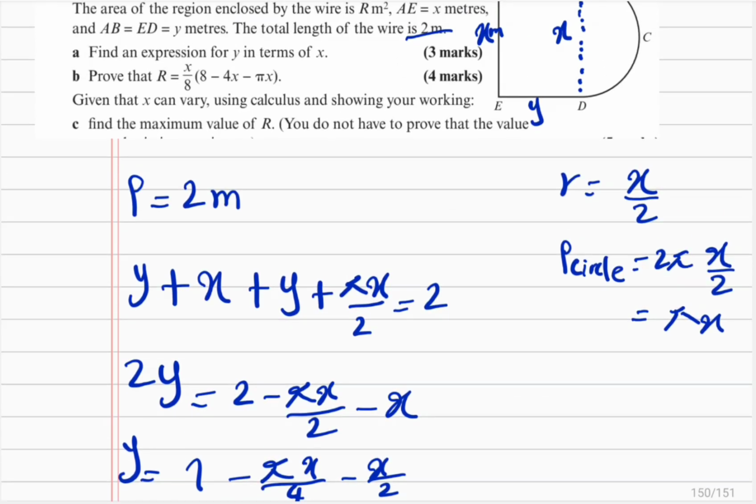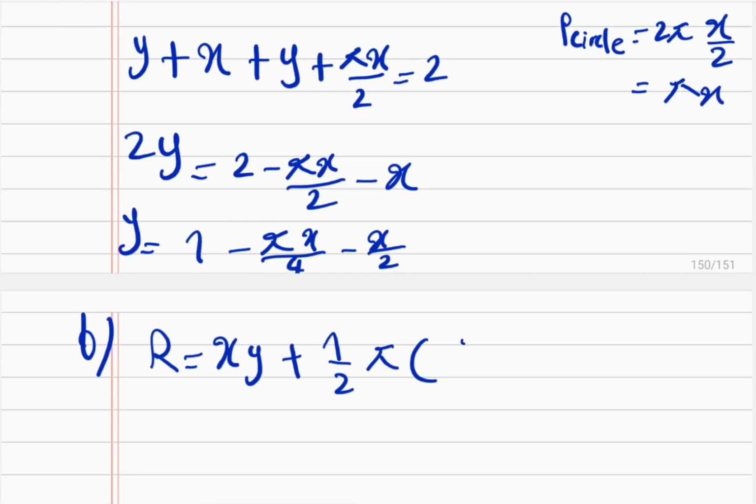So again, r is equal to x over 2. So we have x over 2 squared. So that's the radius squared.